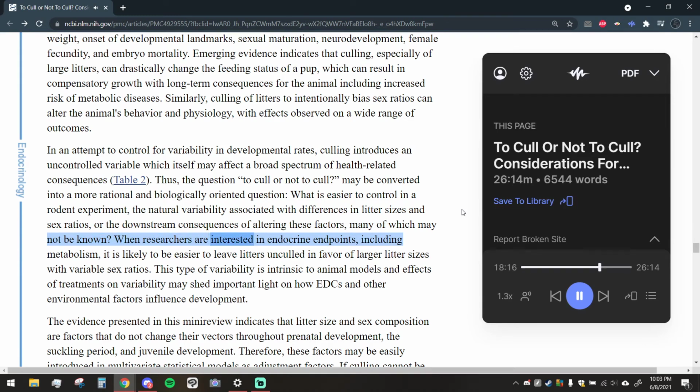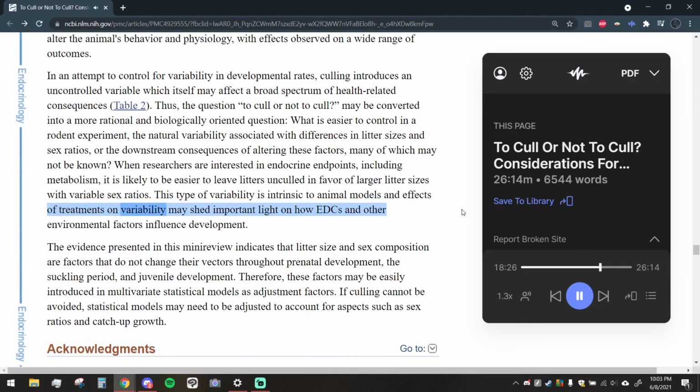When researchers are interested in endocrine endpoints, including metabolism, it is likely to be easier to leave litters unculled in favor of larger litter sizes with variable sex ratios. This type of variability is intrinsic to animal models and effects of treatments on variability may shed important light on how EDCs and other environmental factors influence development.